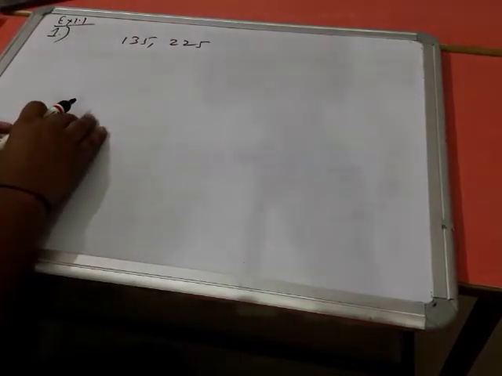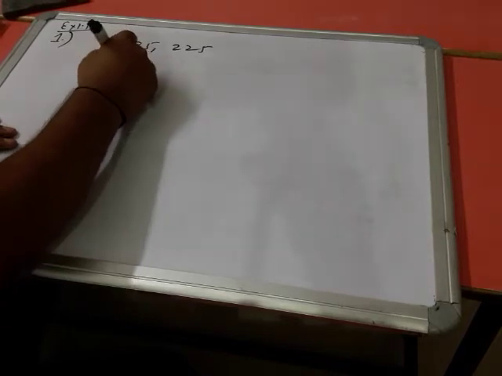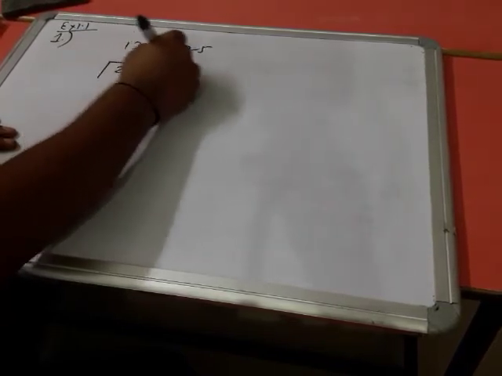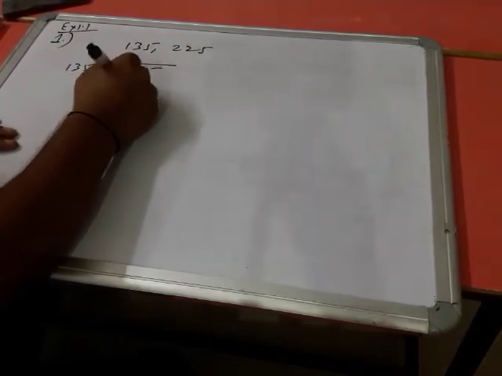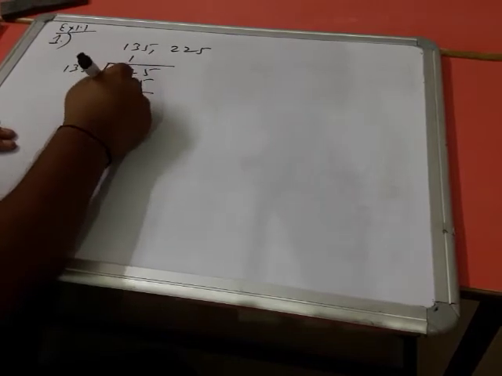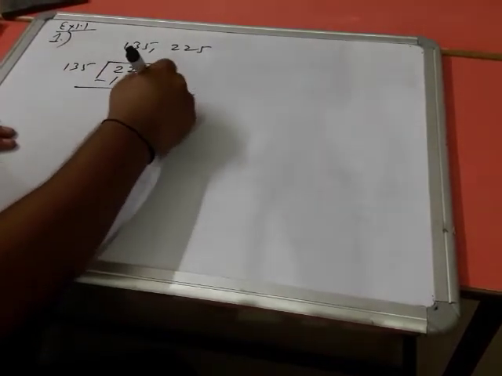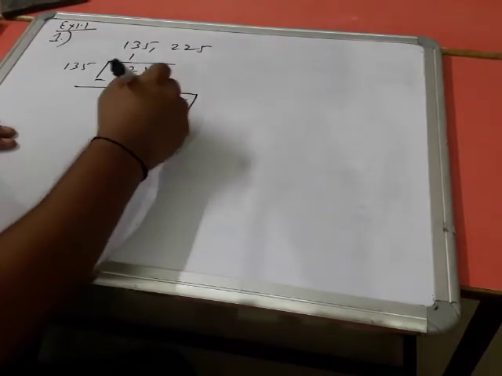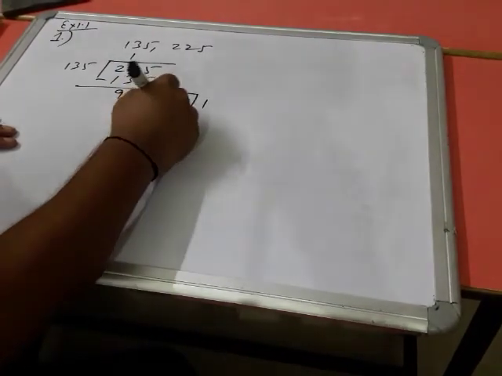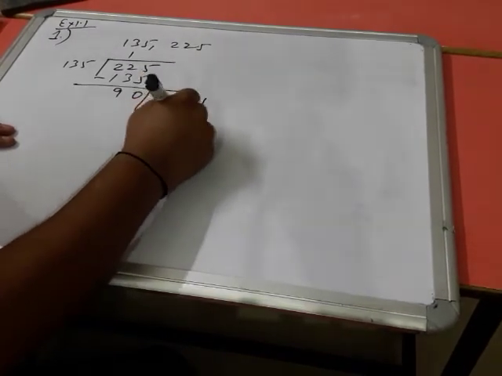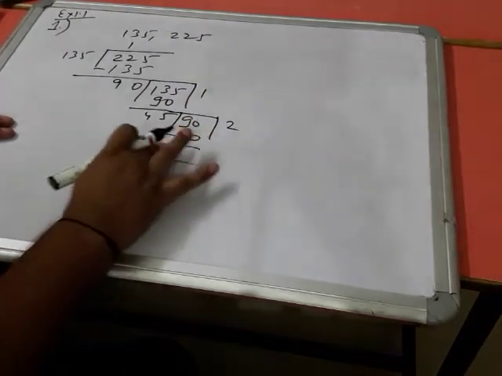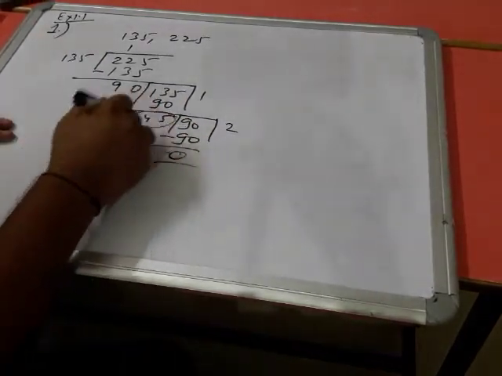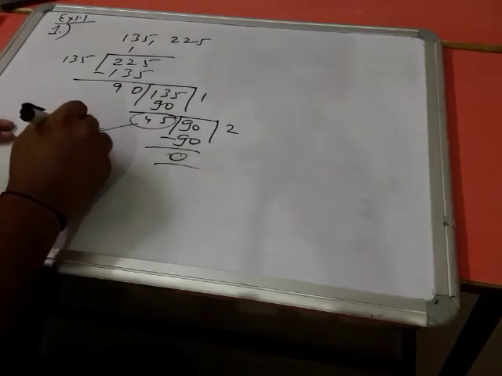We have to find the HCF of 135 and 225. First we will find the HCF by the division method. We will divide 225 by 135. 135 minus 90. Now we go on dividing till we get 0. 45, and again 90, 45 twos are 90. We get 0. So what is the last divisor? The last divisor is 45. So this is the HCF.